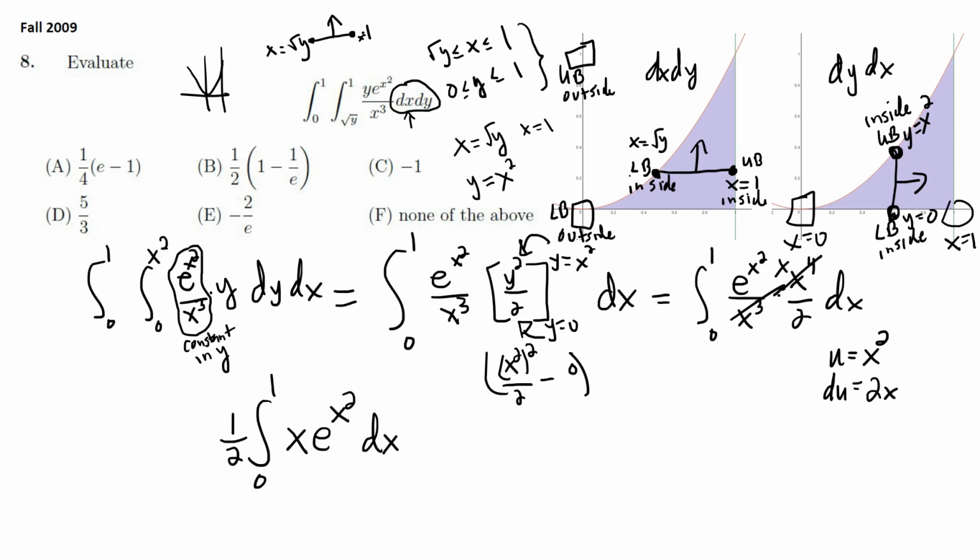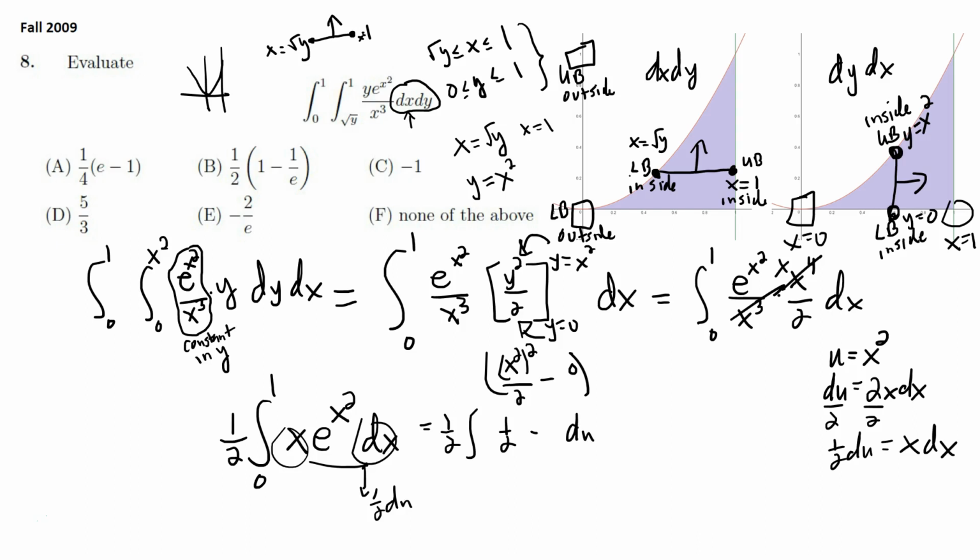If u is equal to x squared, then du is 2x dx. Your job is to replace x dx, and so we get half of du replacing the x dx. So you have the 1/2 that's on the outside, and then the x and the dx combined to be replaced by 1/2 of du, and then we have e to the u. That's going to lead to 1/4 of e to the u.